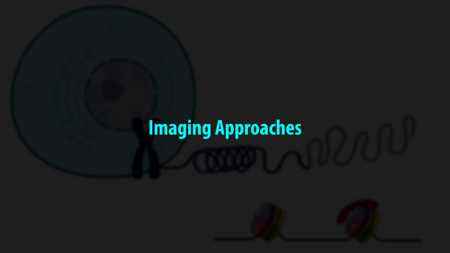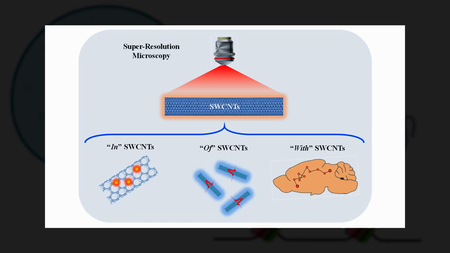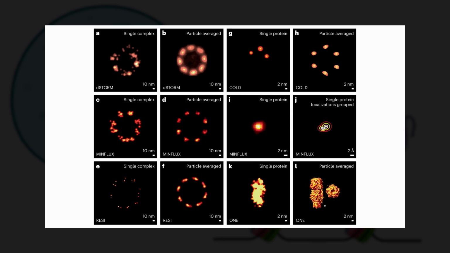Next are the imaging approaches. Super-resolution microscopy, or SRM, and live cell imaging visualize chromatin dynamics in real time. They allow direct observation of chromatin compaction, movement and structural changes during cellular processes.